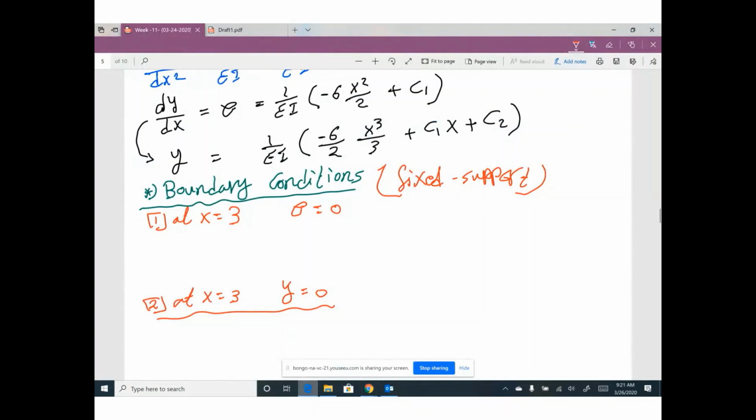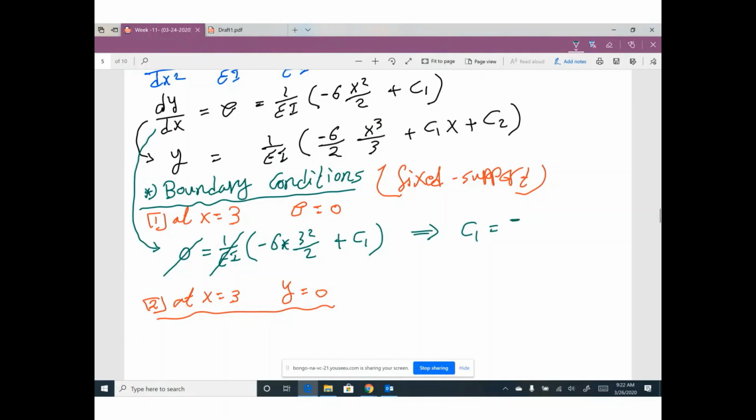Let's go. I will start with theta. So I will use this equation. Theta equals 0 equals 1 over EI, minus 6 times 3 squared divided by 2 plus C1. I think 1 over EI will be cancelled by 0. The only unknown in this equation is C1. So C1 will be how much? I think it will be positive 27. Yeah, positive 27.